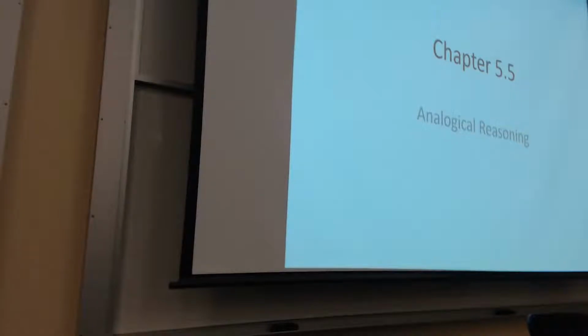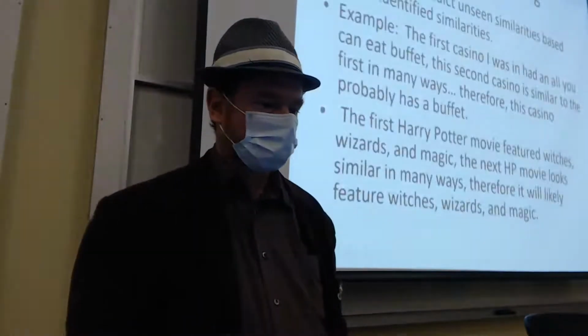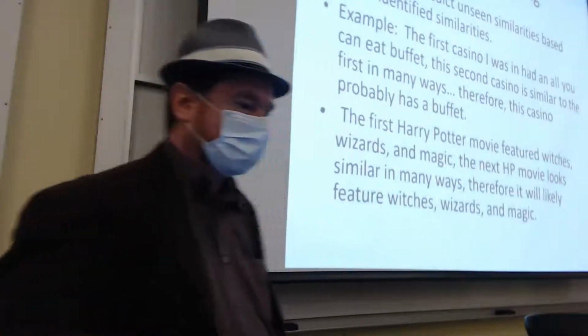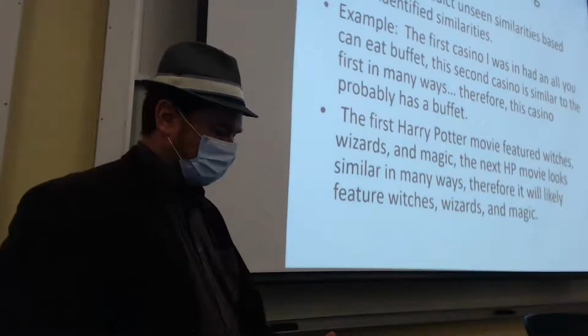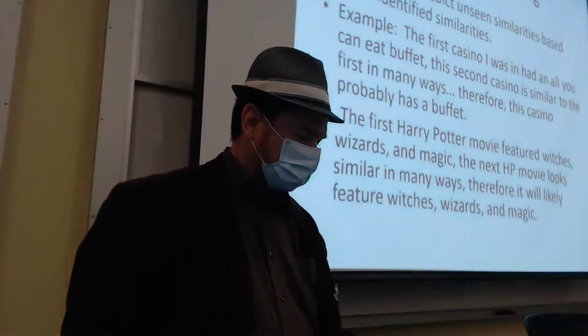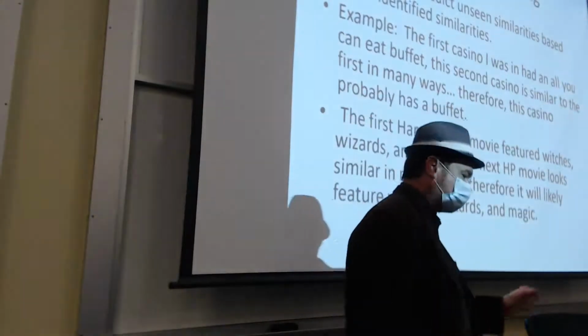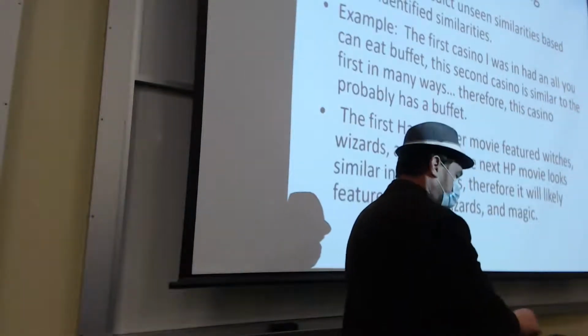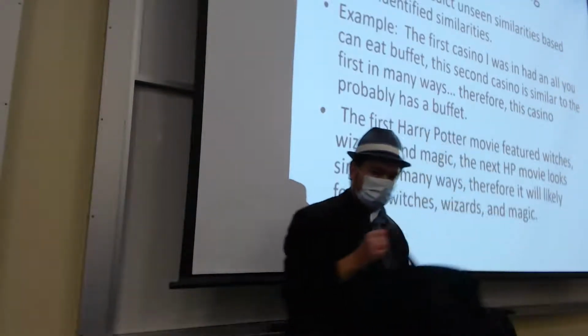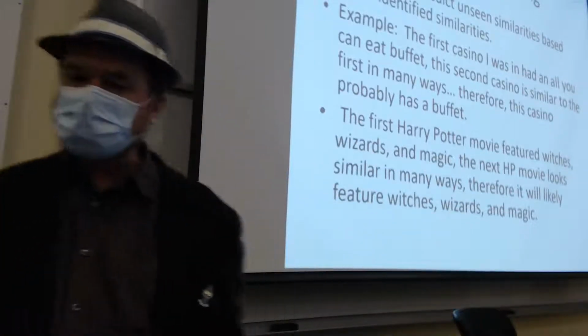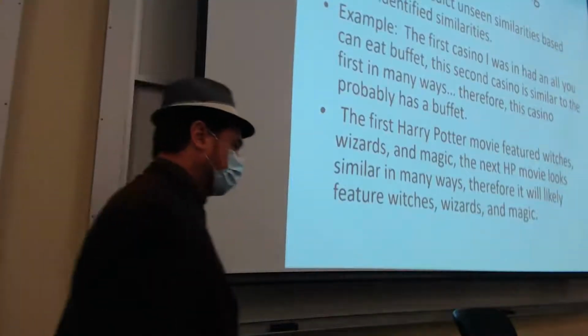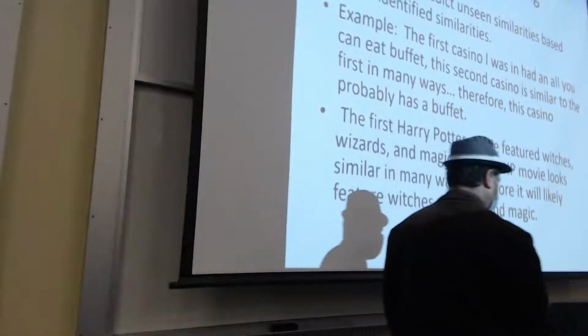All right. Let's talk about analogical reasoning. Here's how analogical reasoning works. What we do with analogical reasoning is we attempt to predict unseen similarities between two things that seem broadly similar. We attempt to predict unseen similarities based on seen similarities.